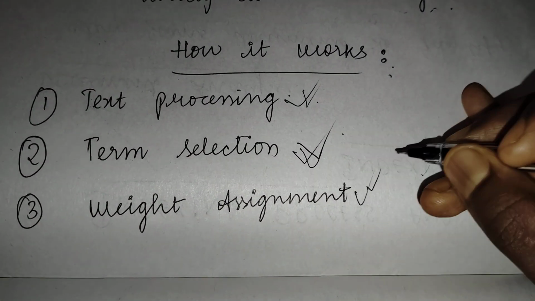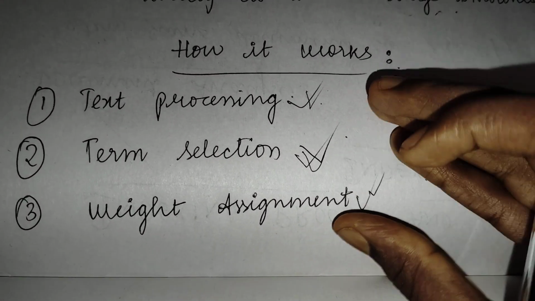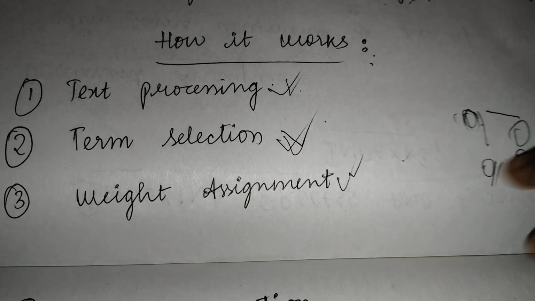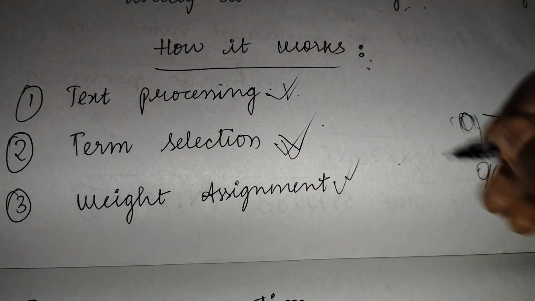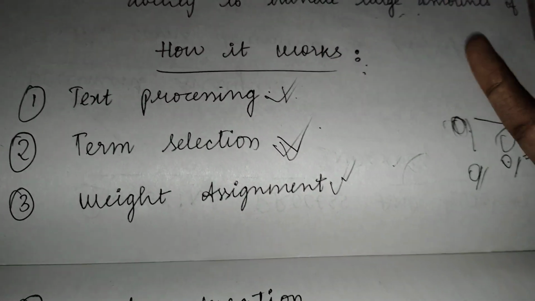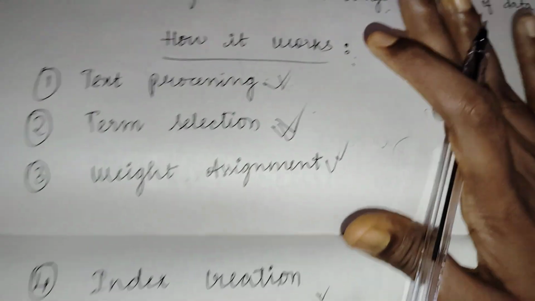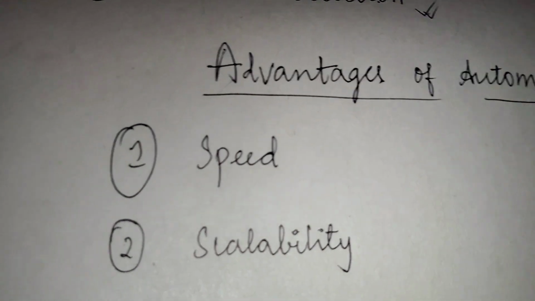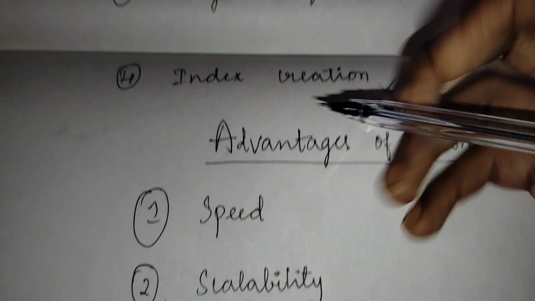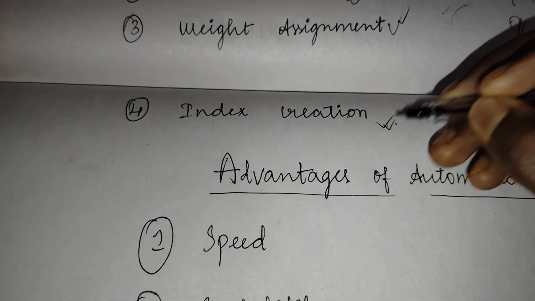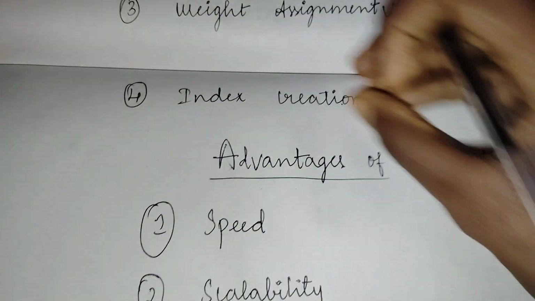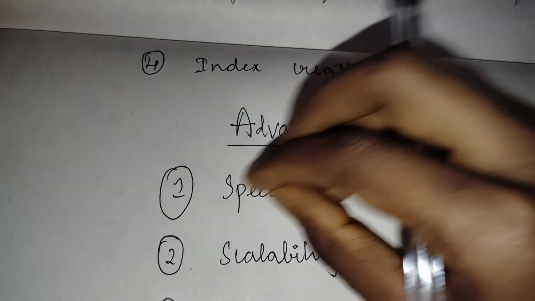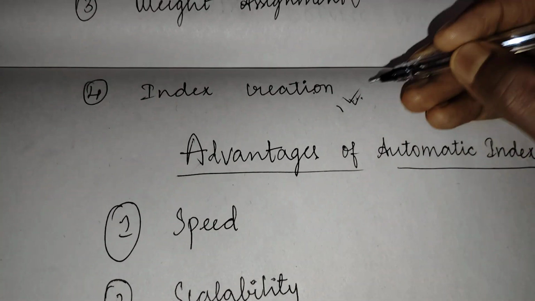Now when it comes to weight assignment, each selected term is given a weight or a score, which indicates its importance in the document. Higher weights are assigned to the terms which are deemed more relevant or representative of the document's content. Now next comes our index creation. Finally the weighted terms are compiled into an index. They serve as a map or a reference to the document within a larger database. This index allows for quick retrieval of a document during a search query. That is nothing but index creation.